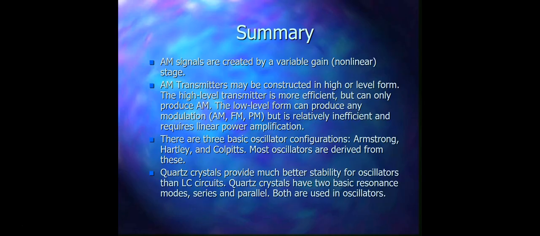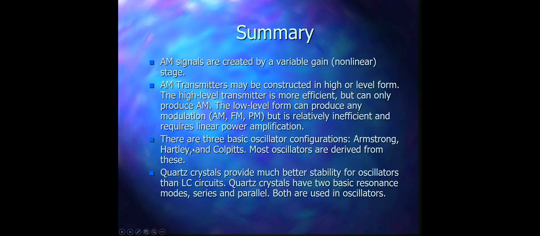Now the summary of what we have covered in this lecture. I'll just quickly go through these points. AM signals are created by variable gain nonlinear stages. AM transmitters may be constructed in high or low level form. The high level transmitter is more efficient, we saw that, but can only produce amplitude modulation. The low level form can produce any modulation, AM, FM, PM, but is relatively inefficient and requires linear power amplification.